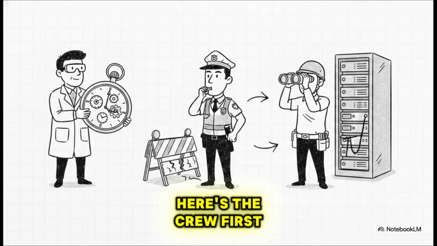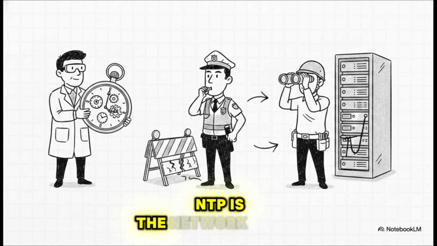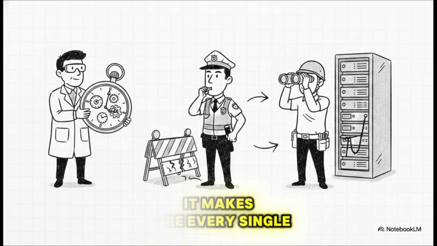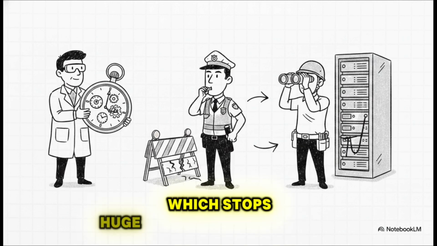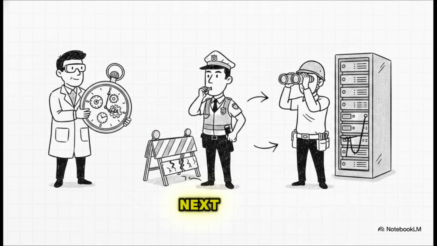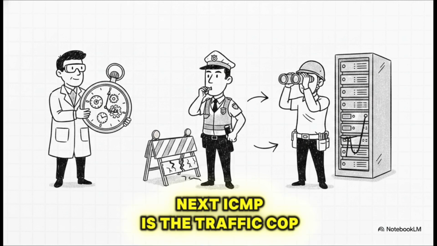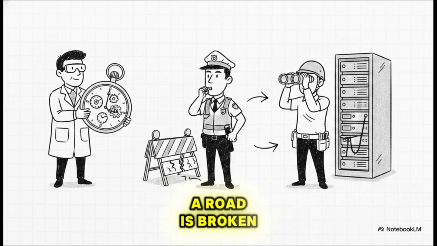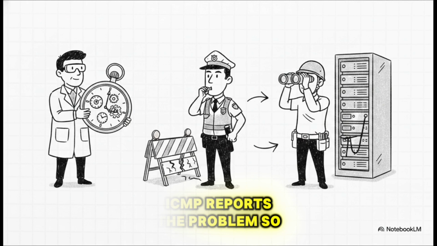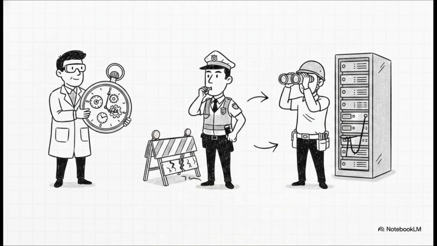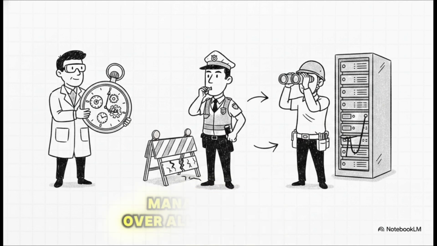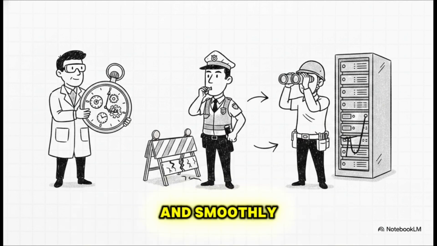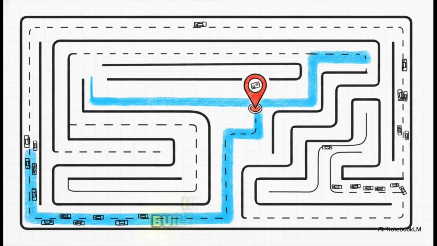Here's the crew. First, NTP is the network clock. It makes sure every single computer in the city has the exact same time, which stops huge errors from happening. Next, ICMP is the traffic cop. It's our error checker. If a road is broken, ICMP reports the problem so we can fix it right away. Finally, SNMP is the city monitor. It helps the big city managers watch over all the hardware, keeping things like routers running happily and smoothly. Let's move on and see how this builds together.